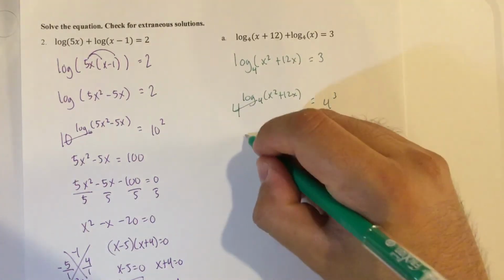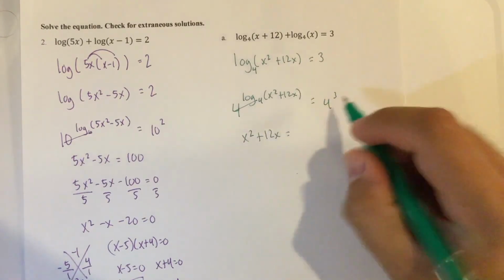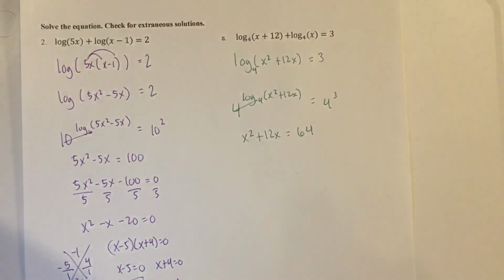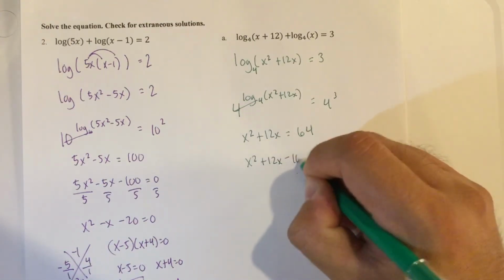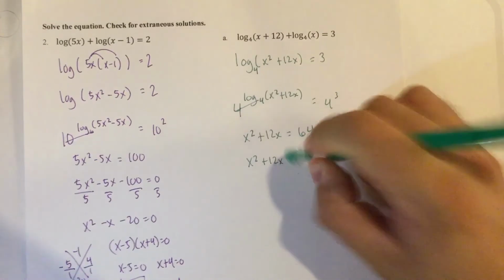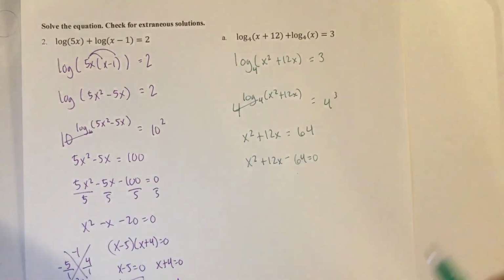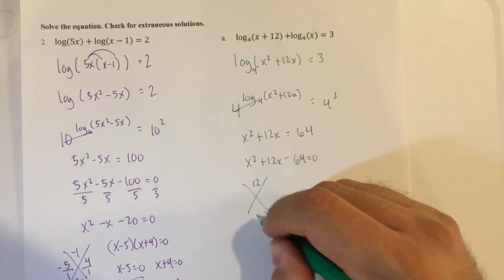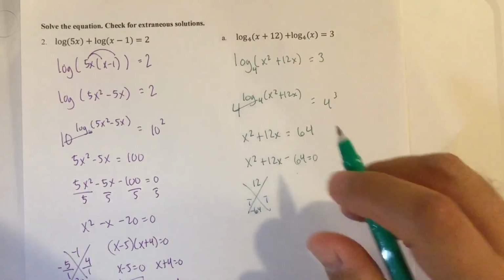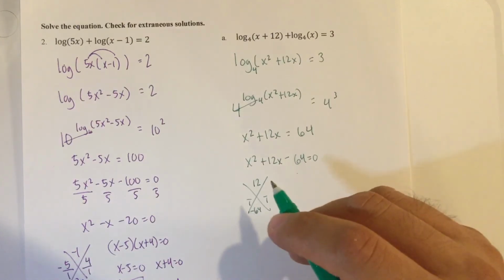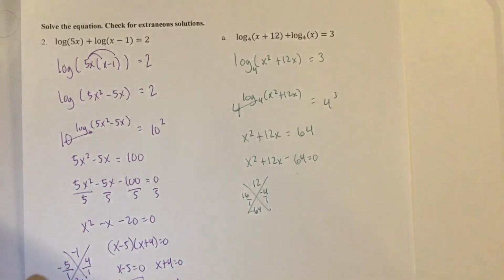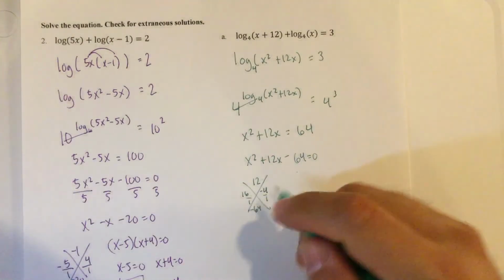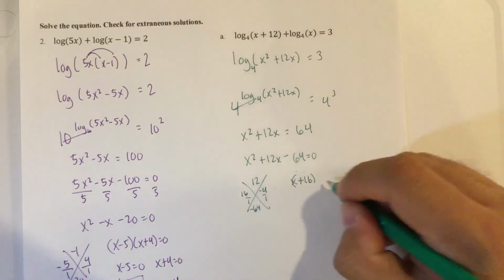So this cancels. We have x squared plus 12x equals, we already know 4 to the third is 64. All right, from here we're going to bring the 64 over. Since it's a quadratic function, we need to set it equal to 0 to solve it. X method, 12, negative 64 dividing by 1. Factors are going to be 16 and 4. And this will be minus 4. All right, 16 divided by 1 is 16. Negative 4 divided by 1 is negative 4.